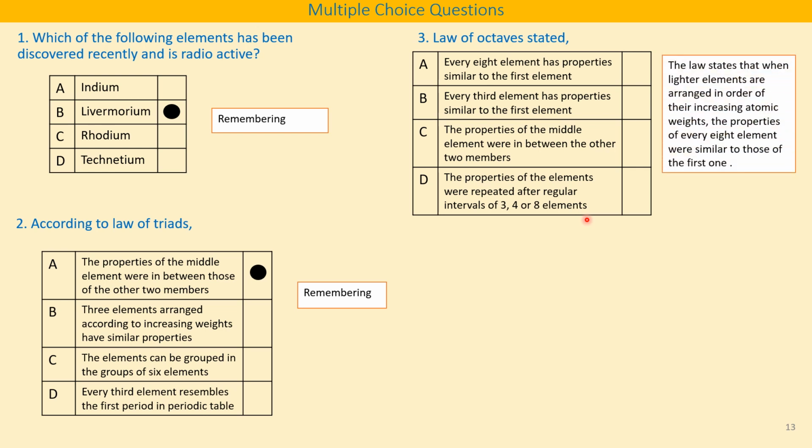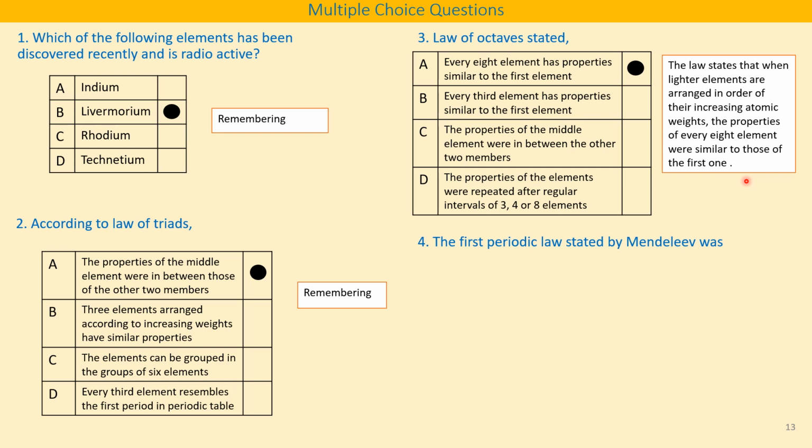The law of octaves states that when lighter elements are arranged in order of their increasing atomic weights, the properties of every 8th element were similar to those of the first one. Please note, the properties of every 8th element were similar to those of the first one. This answer is given as option A. So please mark it.